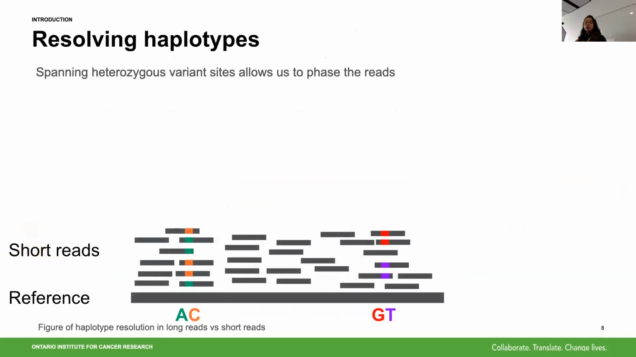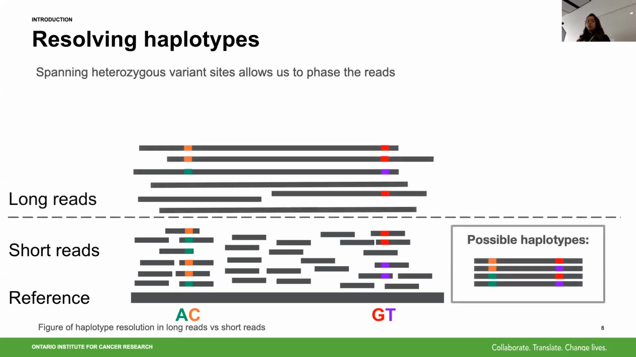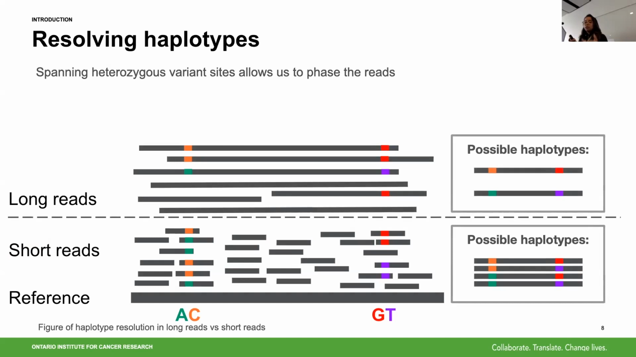The way that we resolve these haplotypes is we use these heterozygous sites. Here at these two loci, we see that there's evidence for A and C at the first one, and evidence for G and T at the second. We want to know if A is inherited with G or A is inherited with T, and the same goes for C. The problem with short reads is that we don't have any reads providing evidence to any of these haplotypes. The advantage of long reads is that they span these heterozygous variant sites, and we gain more evidence for these two haplotypes.